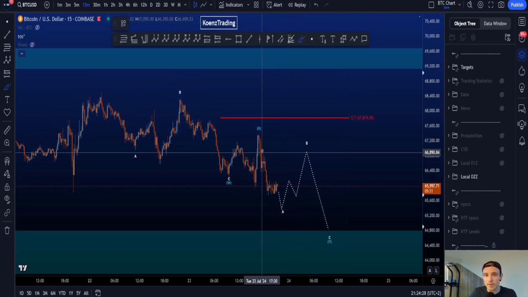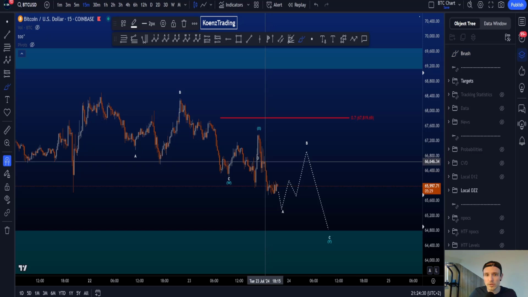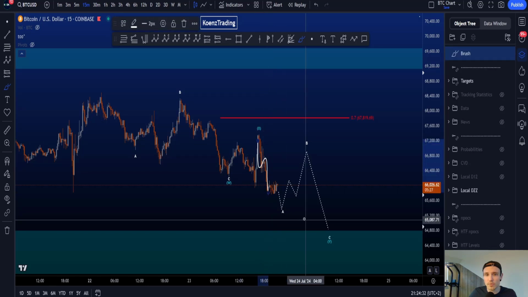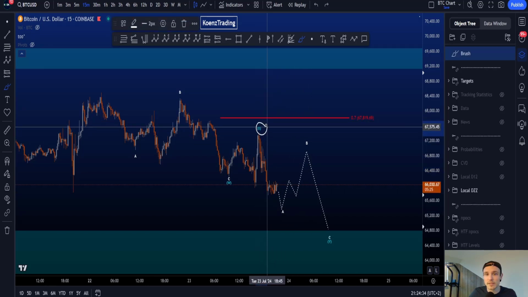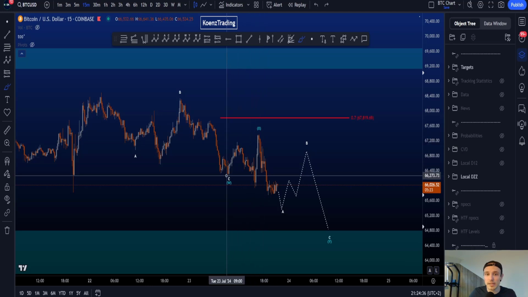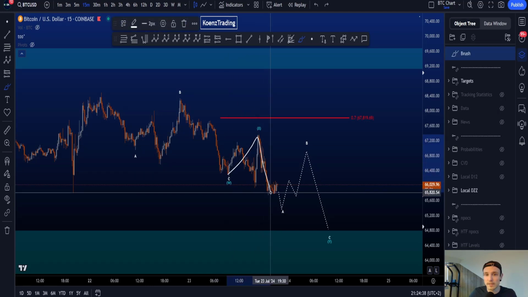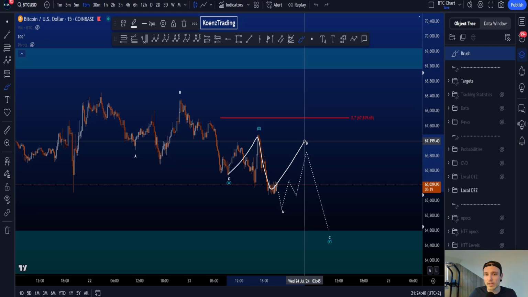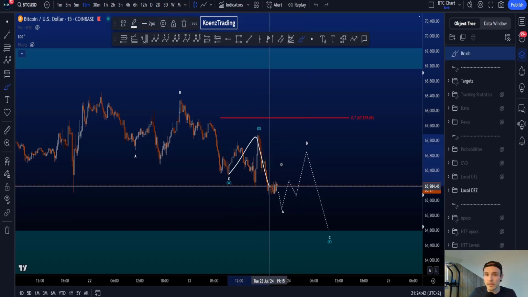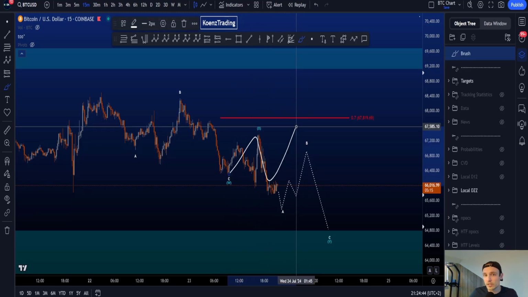63.6k. However, if price would move towards the upside, then we have a 3-wave structure here, which means that this wave X can become more complex in a W flat than a wave X, and then you look for a wave Y or an A, B, C, which is an expanding flat.